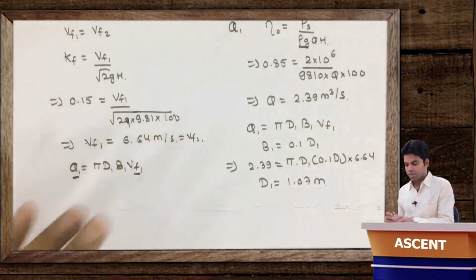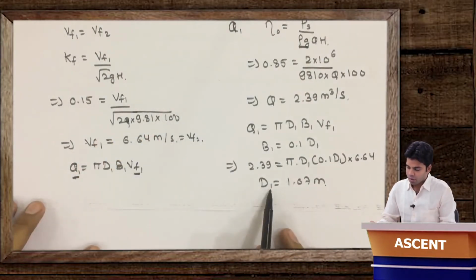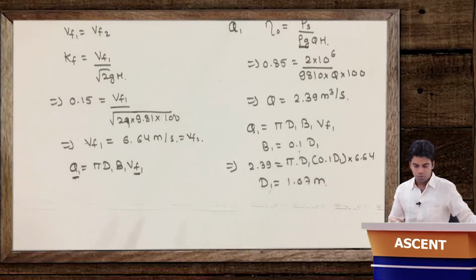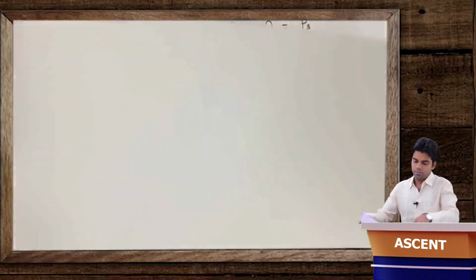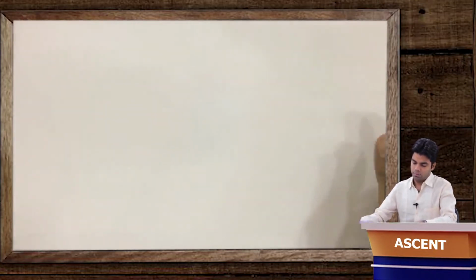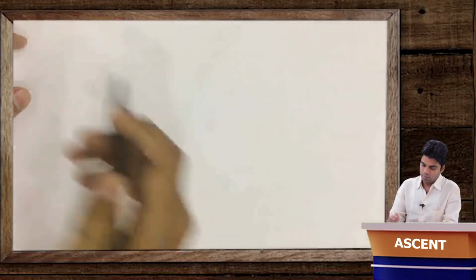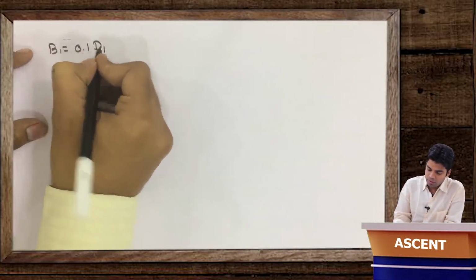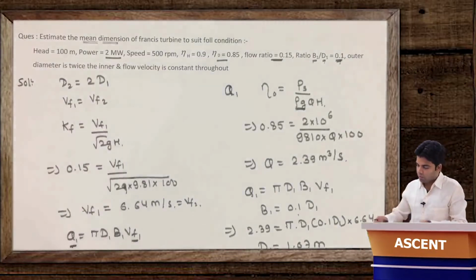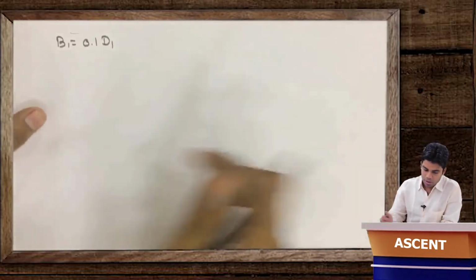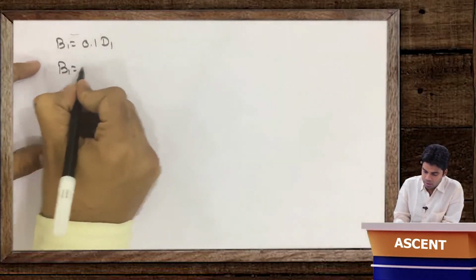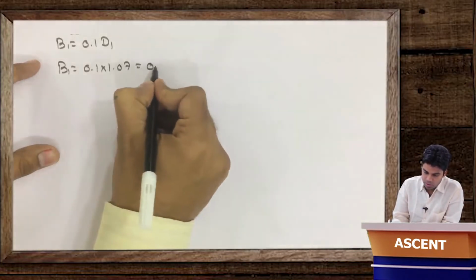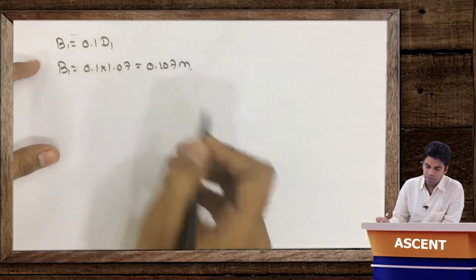That's it. Getting this? Now once you have the value of D1, you can determine the value of B1. This B1 will be equal to 0.1 of D1. D1 we have already determined as 1.07 meter. So this B1 is 0.1 into 1.07, which will be equal to 0.107 meter.